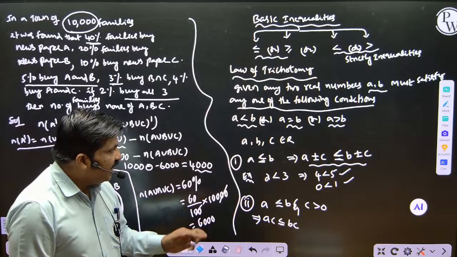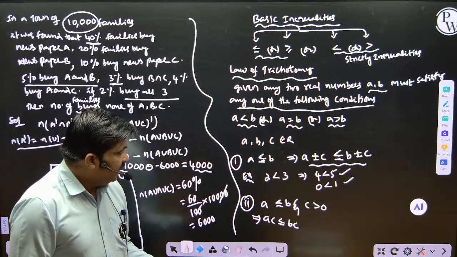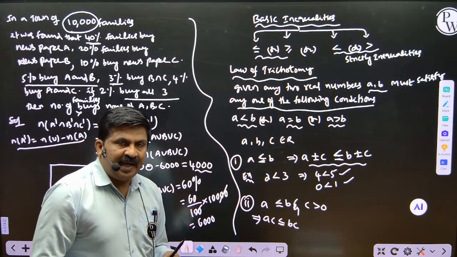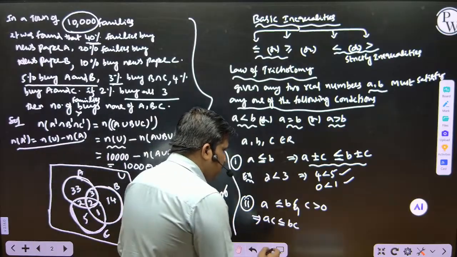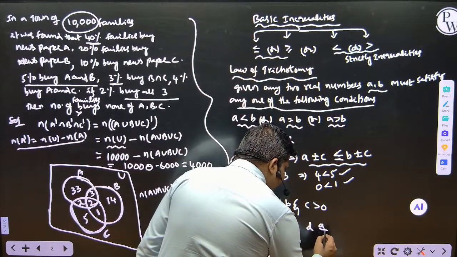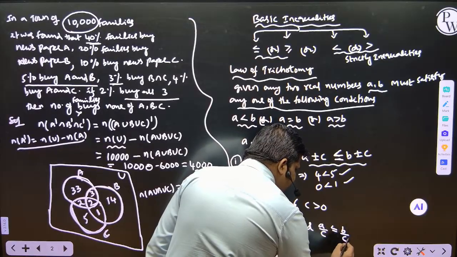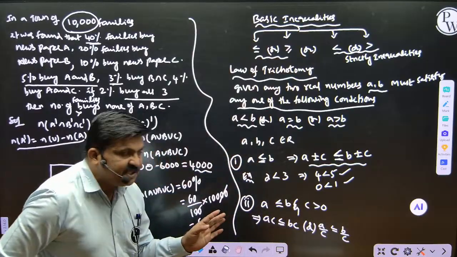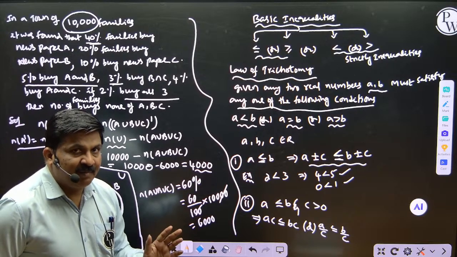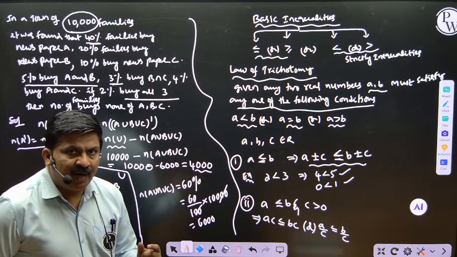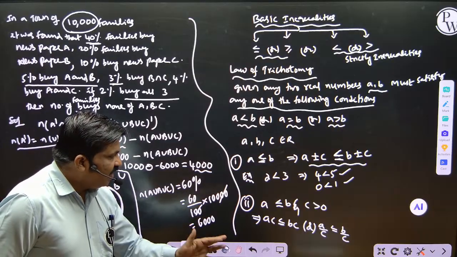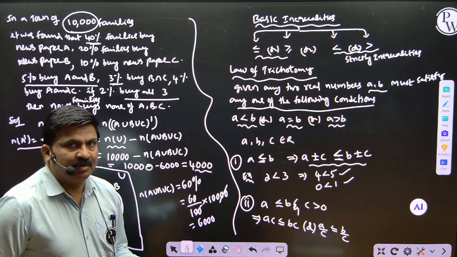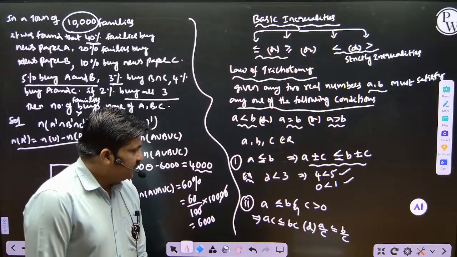Why? Because I multiplied by a positive constant. If I multiply by a negative constant, then the inequality certainly will change. So a by c is less than or equal to b by c. Either multiplying or dividing by a positive non-zero constant, inequalities will not change.